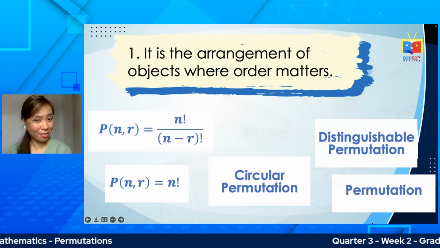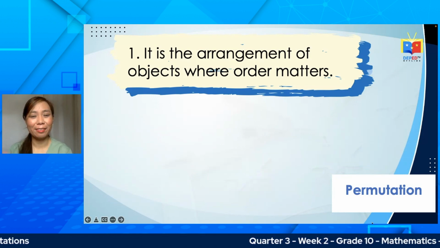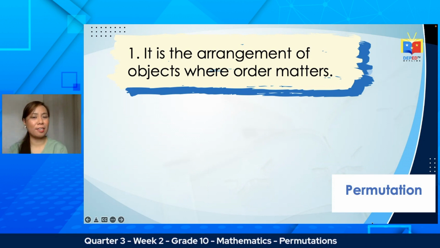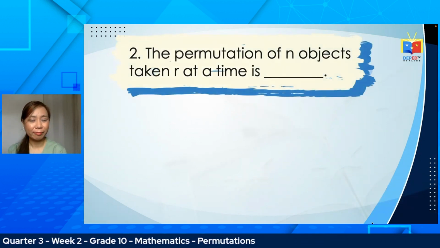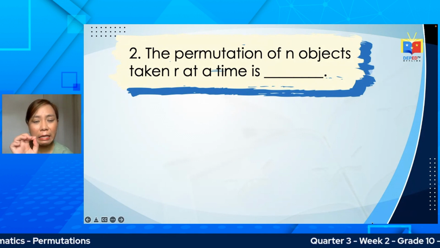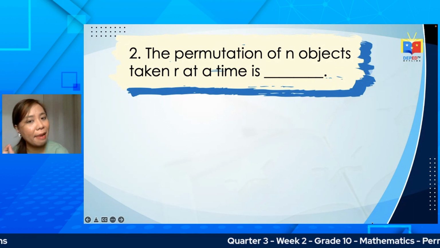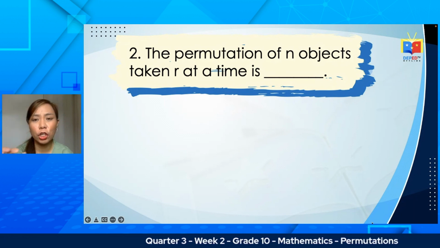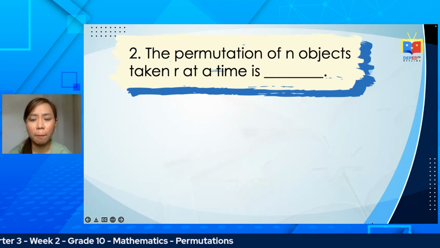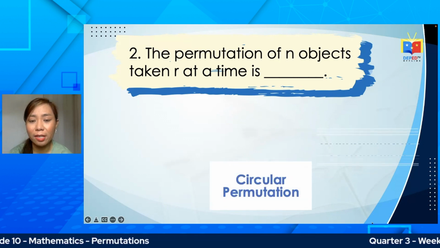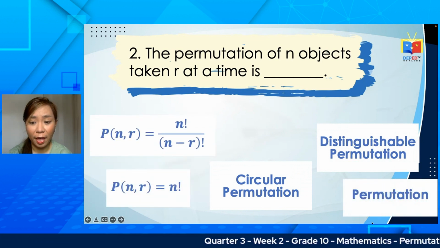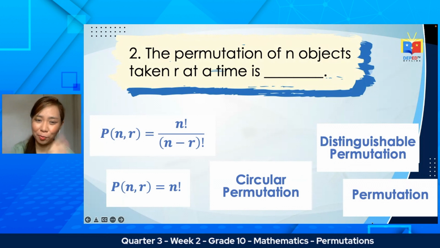The answer here is very good. This is permutation. Now let's try this second question. The permutation of n objects taken r at a time is blank. Which of these options is the answer? 5 seconds. Go.